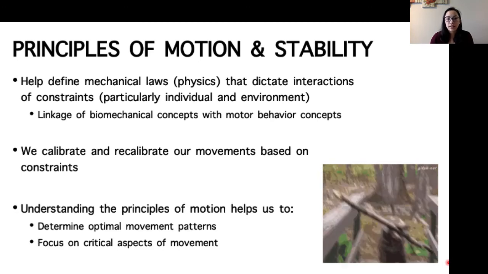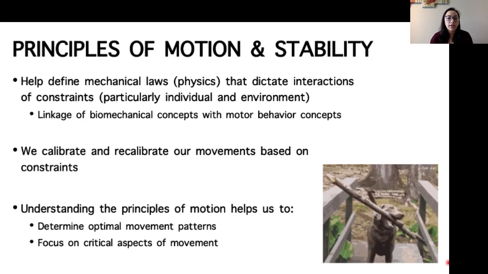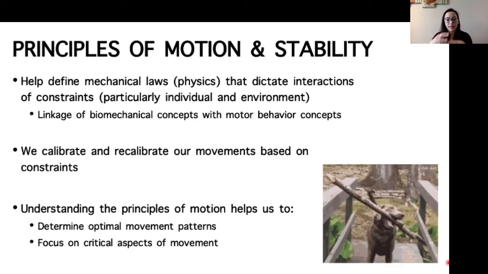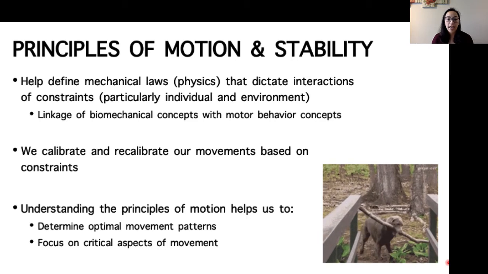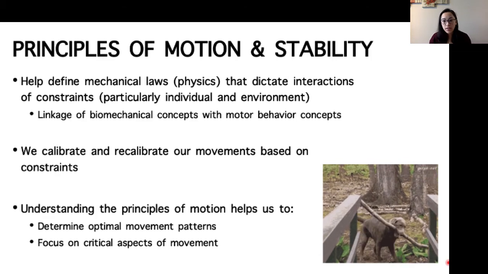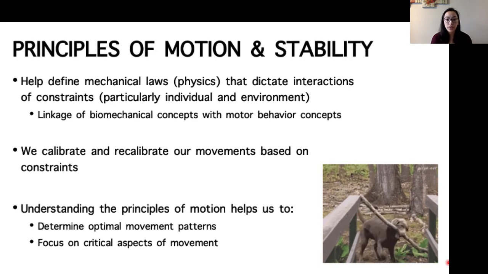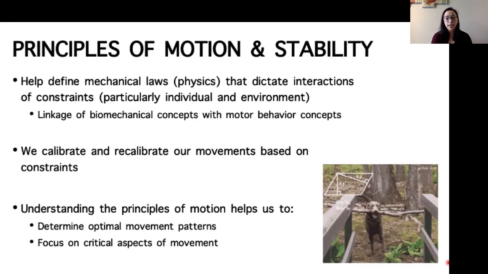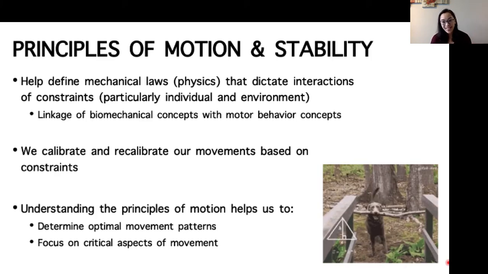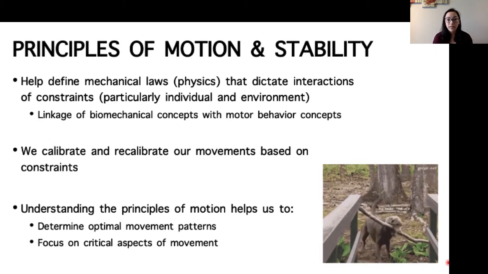So understanding these principles of motion will help us to determine optimal movement patterns. Humans are very good at choosing, or if we think back to dynamical systems theory, we self-organize into movement patterns that are energetically efficient. As a child grows, their skeleton becomes larger, their muscles become stronger, which are examples of changes in individual constraints. So when we look at the movement patterns of a toddler, while they might not look efficient to us, the movement pattern they adopt might be the most efficient for them, given their individual constraints.